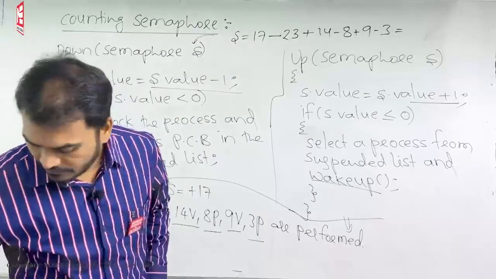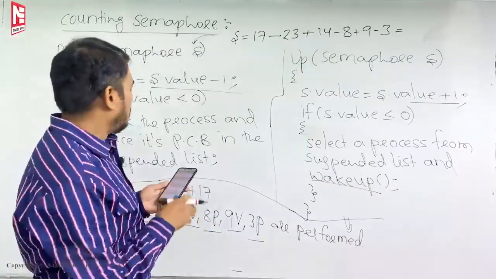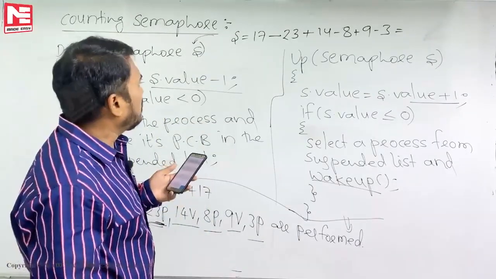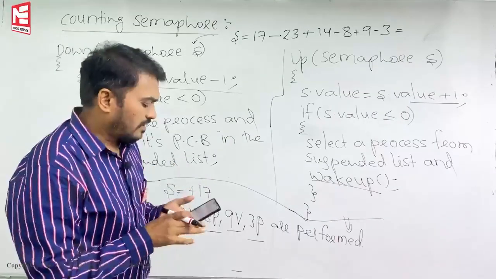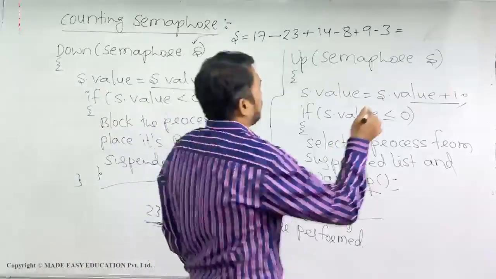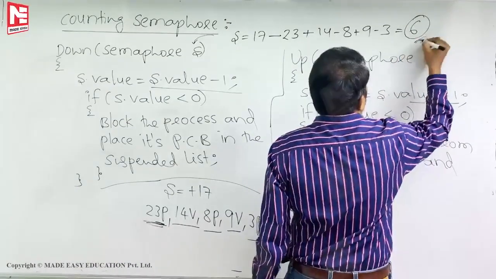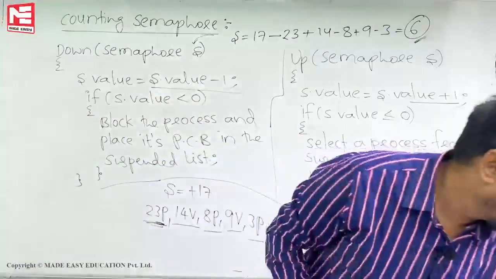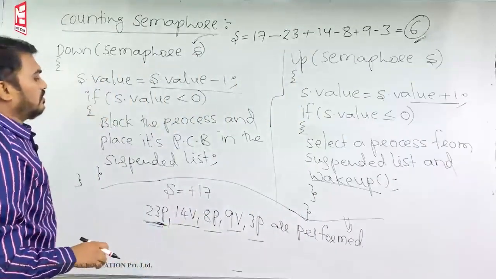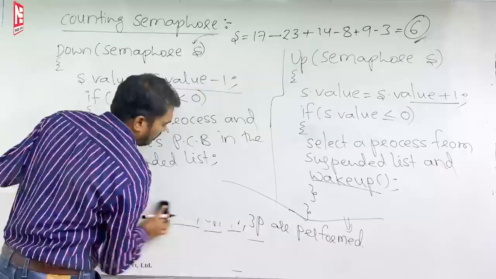So how much is this value? Check it carefully. I don't have a calculator, so you can do it by yourself. 17 minus 23 plus 14, minus 8 plus 9, minus 3. So the answer is 6, right? Please check it out and verify; I am poor in addition and subtraction. So this is how you solve the problem. Is the point clear?